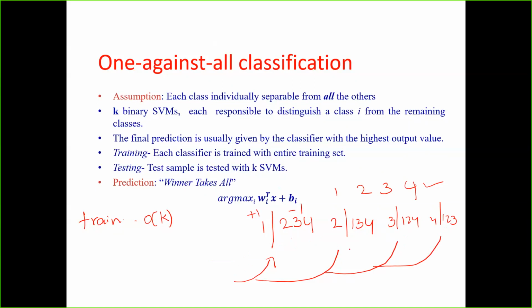For example, if W2 transpose Xi plus B is maximizing the score, I assign label 2. If this SVM is maximizing the score, I assign label 3. If this SVM is maximizing the score, then I assign label 4 and so forth, right? So prediction is winner takes all. You pick the class label that maximizes Wi transpose Xi plus B. Whichever SVM maximizes this score, we take that corresponding class label for this new instance.